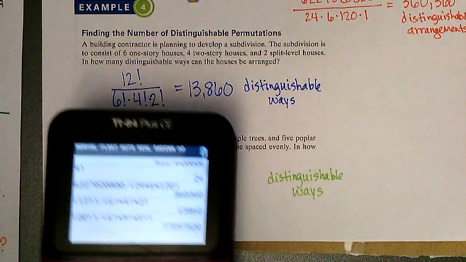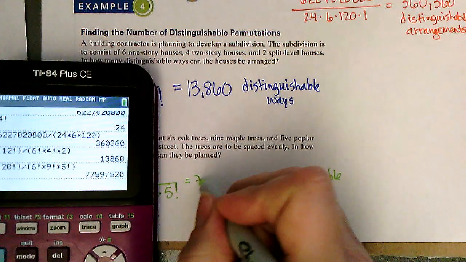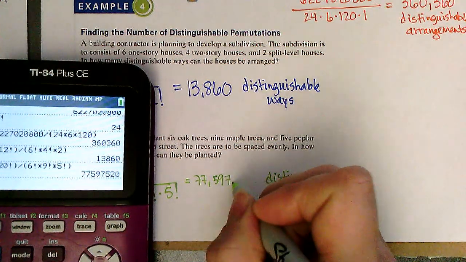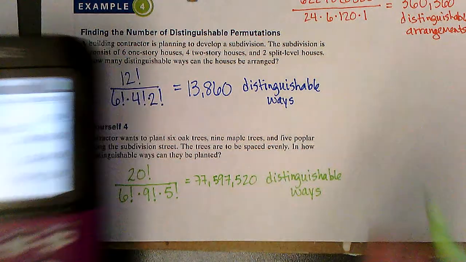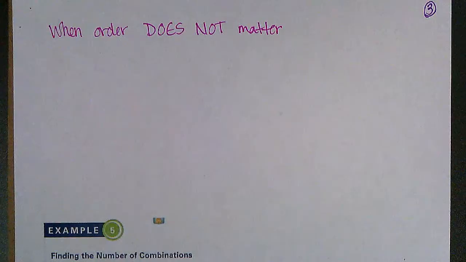Yikers. That's a lot of ways. That is a lot of ways. 77,597,520 distinguishable ways to plant those trees. When order does not matter.